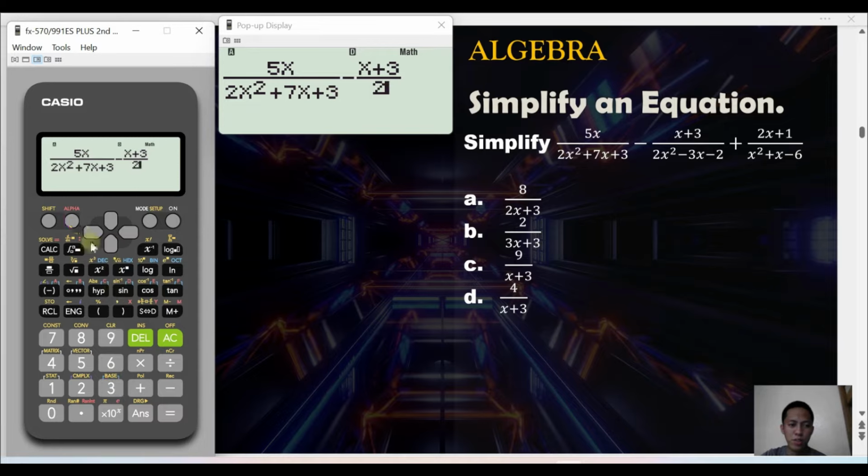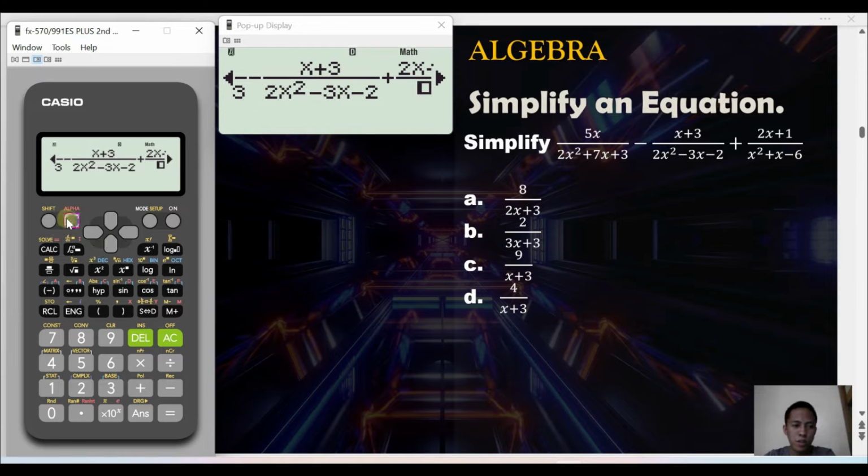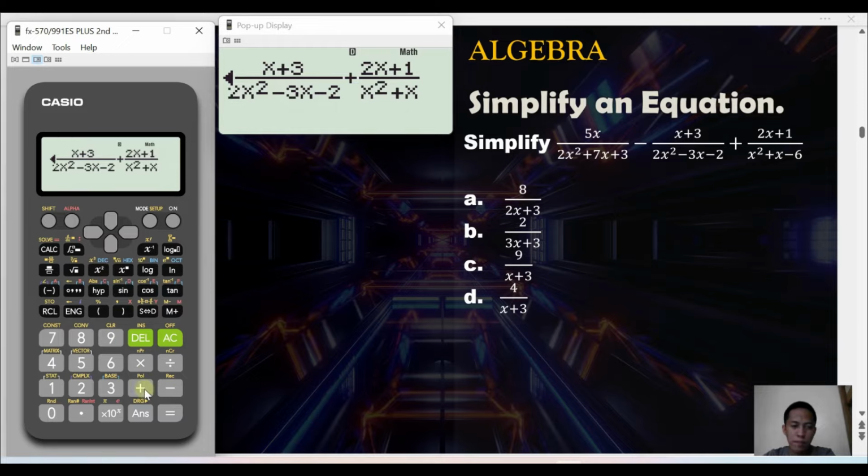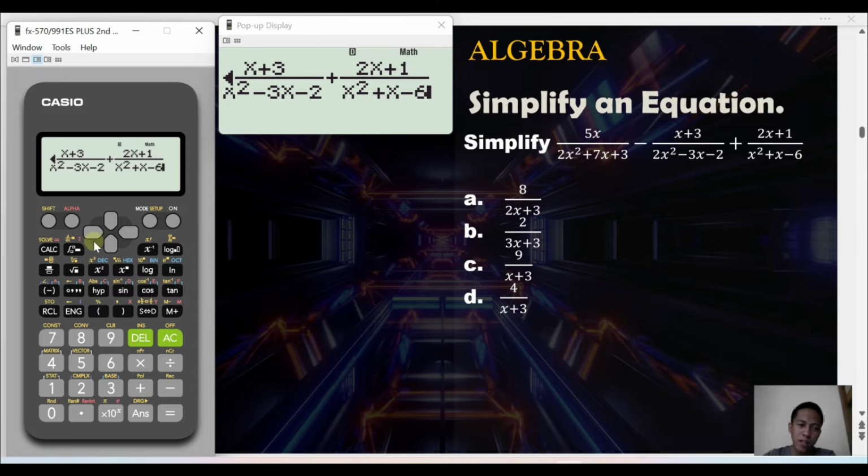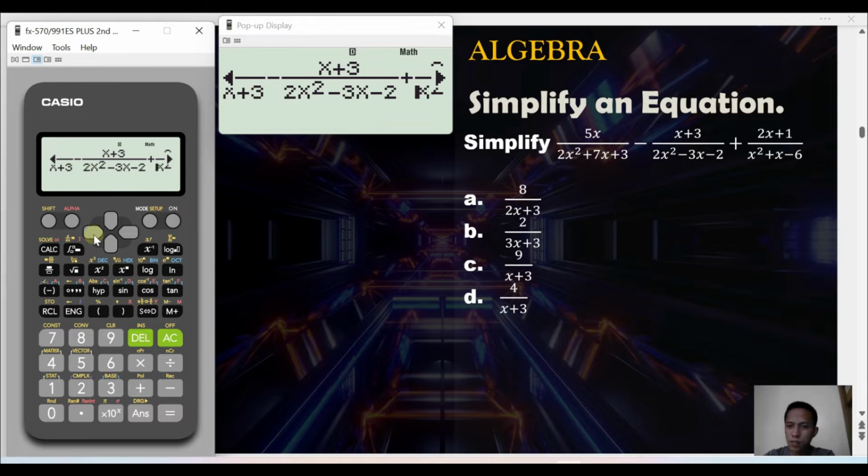So, 2 alpha x squared minus 3x minus 2. Okay, we have here plus 2 alpha x plus 1 all over, we have here x squared, alpha x squared plus x minus 6. So, press lang natin. Okay, so review lang natin guys. Review muna kung tama yung na-input natin.